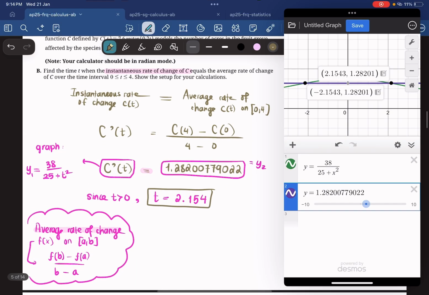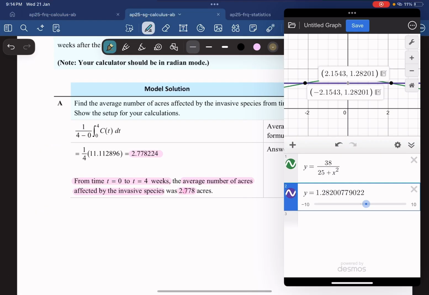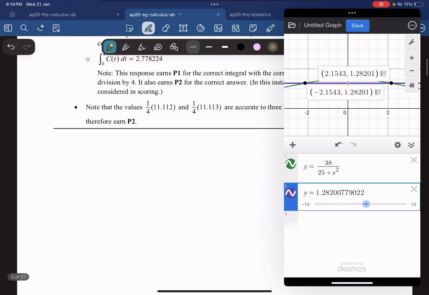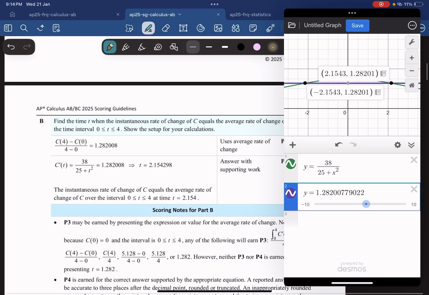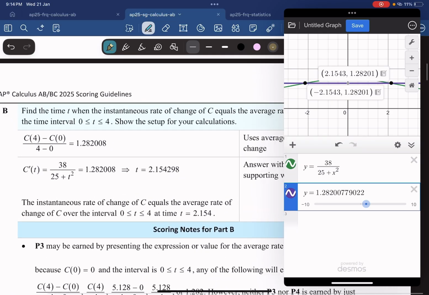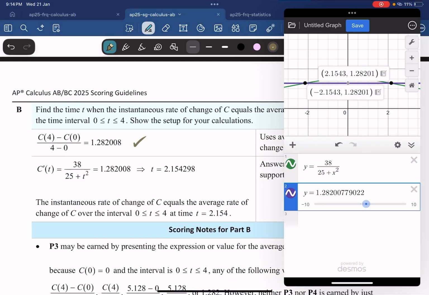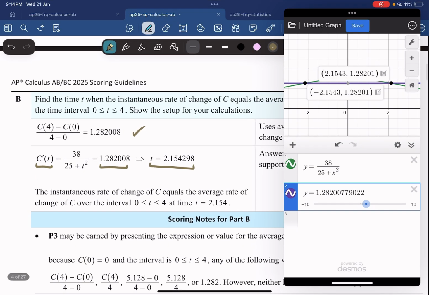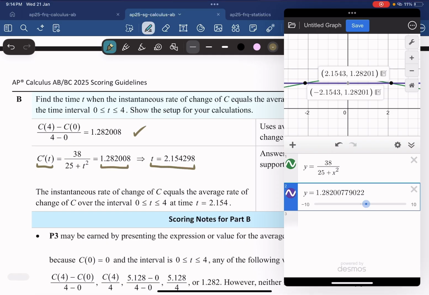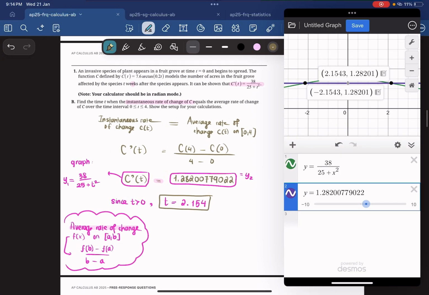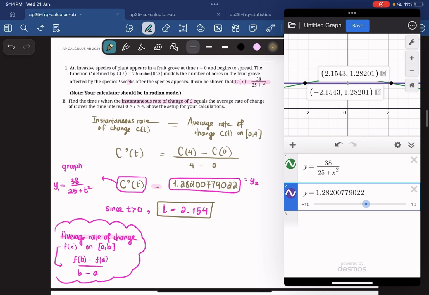Okay, so find the time t. Yeah, we found the time t at which the instantaneous rate of change equals the average rate of change. And we showed all our work. So let's have a look at what they want us to write in the scoring guidelines. So in part B, you must use the average rate of change. That's what we did. And then we equate c prime of t to this value, and we get t equals 2.154, exactly what we got. So therefore you say the instantaneous rate of change equals the average rate of change at time t equals 2.154. Okay, and that's our answer for part B.